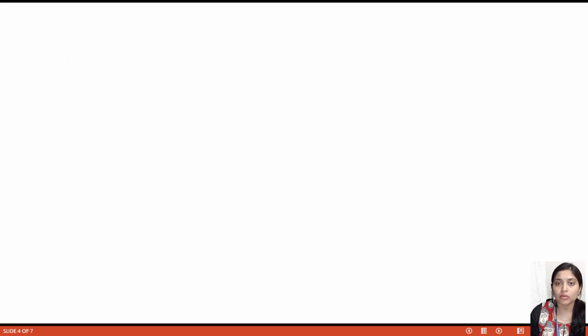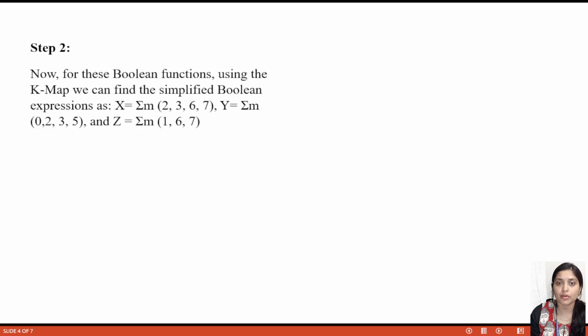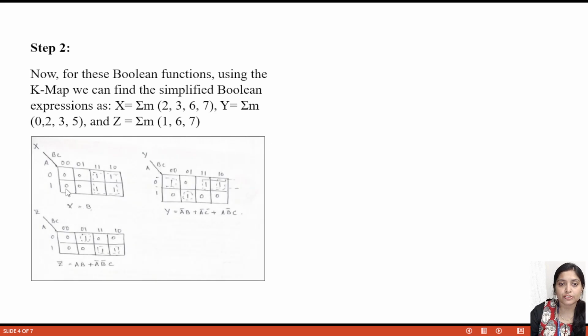Now what is step 2? For this purpose, based on these expressions, we have to find the values of x, y, z by using a K-map. This is the K-map. As it is a 3 input, 8 cells will be there. I hope all of you know the basic things of K-maps. If you don't know, just go through my Karnaugh map videos. It will be very helpful to understand this problem.